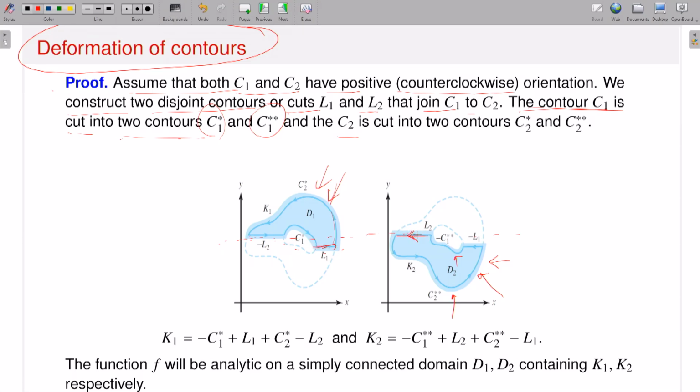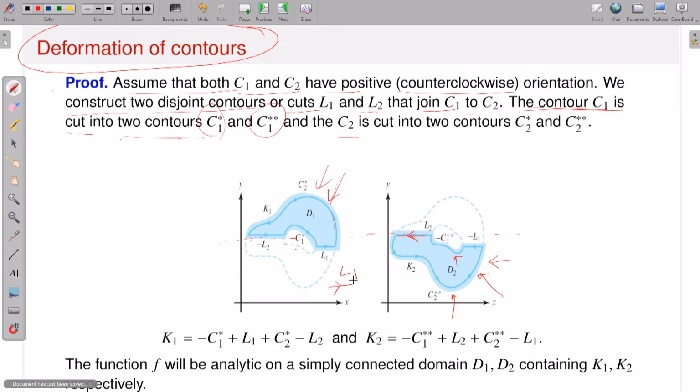So look at the orientation I am using. If I just remove it, then it will be clear which direction. So I am considering L1 in this direction, and what is my L2? L2 I am saying is in this direction. It doesn't matter, you can have different directions as well. But think about a scissor: you cut, or introduce the lines L1 and L2, and cut the contour into two parts. That's it. Now in this simply connected region, my aim is to apply Cauchy's theorem.